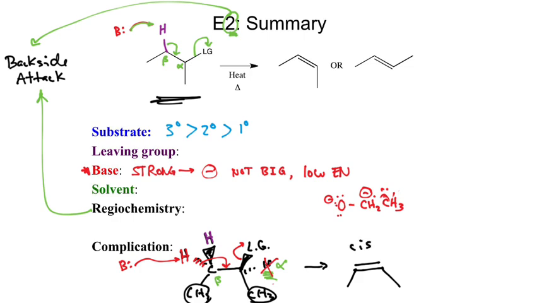Is the cis product the most stable? No. So we might be like, well, dang, we don't get the most stable double bond. This is part of the complication of our E2 reaction. We have to be real careful to evaluate what hydrogen we're removing and what does that mean for the end product.